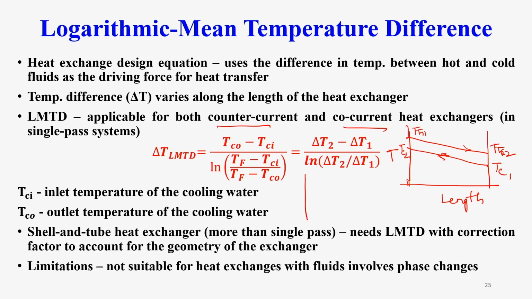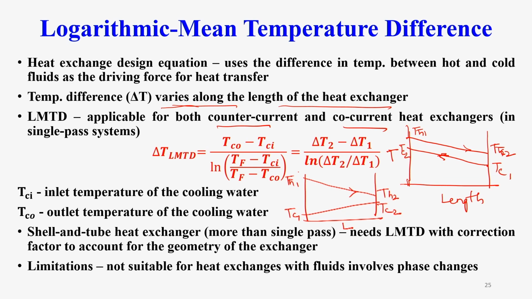So in the case of co-current flow, the hot fluid goes like this, TH1 to TH2, and the cold fluid goes like this, TC1 to TC2, along with the length. Now what happens particularly here, along the length of the pipe, there is significant variation in delta T. So we cannot simply take delta T at one point.